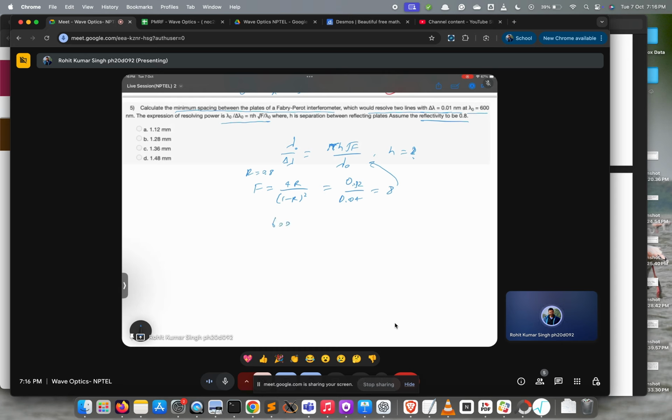So lambda naught is 600, delta lambda is given 0.01, pi is 3.14 into h, which we have to find. H is the distance that we have to find, under root f, lambda naught is again 600. So we can arrange everything, and you will get the answer. I have calculated it, you can check. So this is the distance that you will get. Very simple problems, you just have to use this formula carefully.